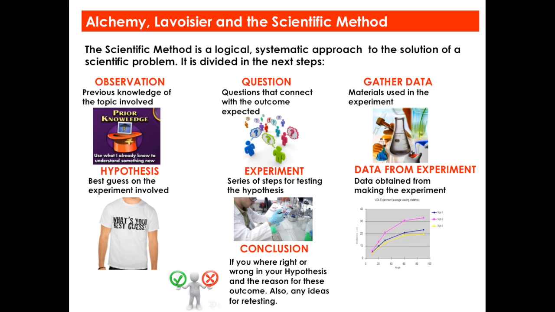Hypothesis is the best guess of the experiment involved. Experiment is a series of steps for testing the hypothesis. Data from the experiment is the data obtained from doing the experiment. And conclusion is whether you were right or wrong in your hypothesis and the reason for this outcome. Also, any ideas for retesting.